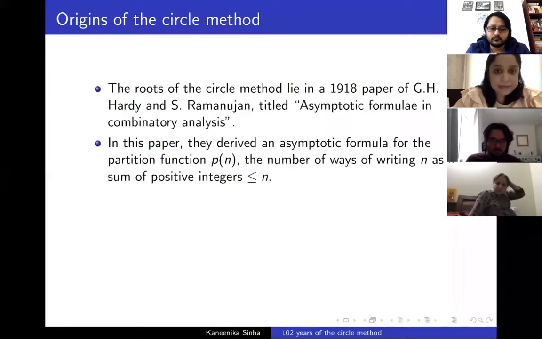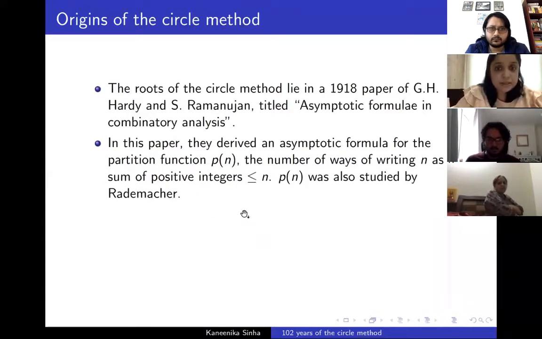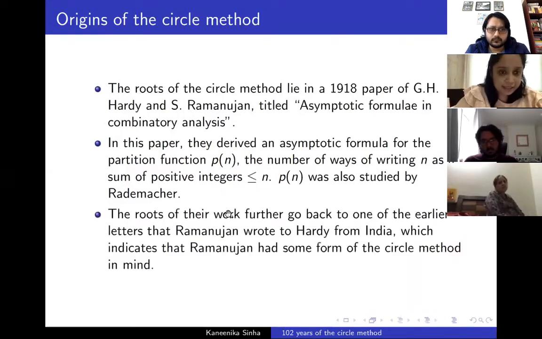So in this paper, they were interested in deriving an asymptotic expression for the partition function, which is the number of ways of writing n as a sum of positive integers up to n. P of n, not exactly at that time, but a few years later, was also studied by Rademacher, who made very significant contributions to the work that Hardy and Ramanujan had initiated.